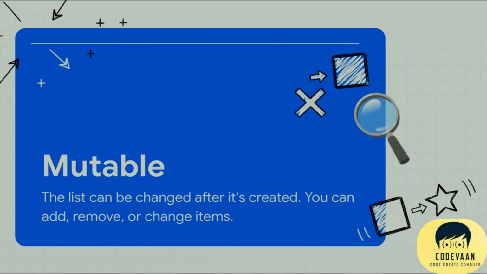This is absolutely essential for so many things, right? Think about a list of players in a game or items in a shopping cart. You need to be able to add, remove, and change things. The list can literally evolve as your program runs.